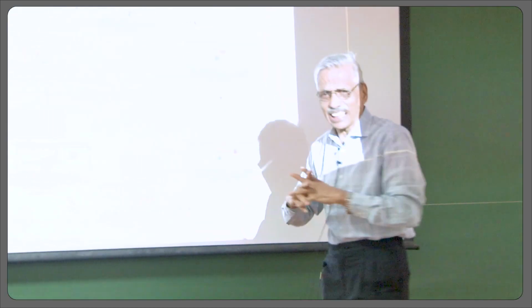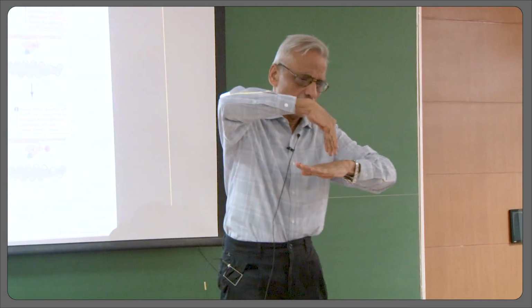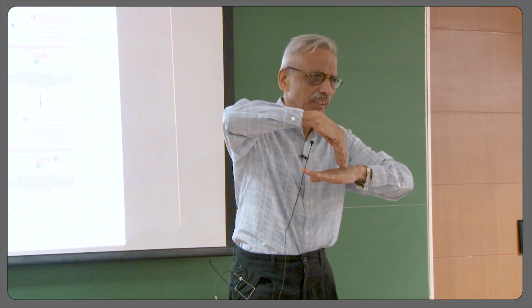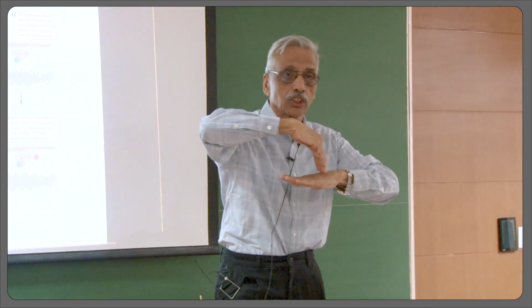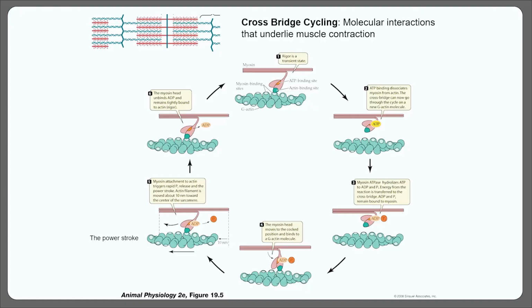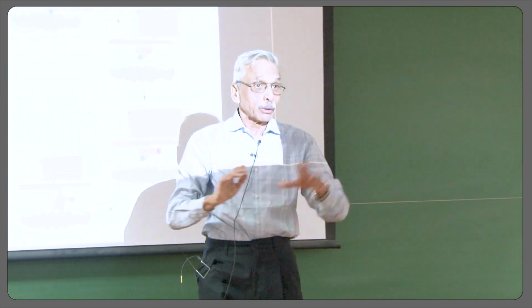It is a transient state. It's just holding on for a very little time, and this position is called the Rigor state, R-I-G-O-R. This Rigor is very important, so that state is called the Rigor state. Which part of the head?